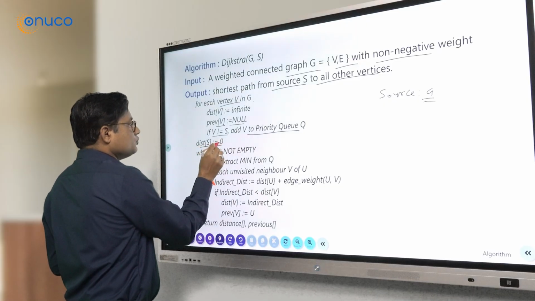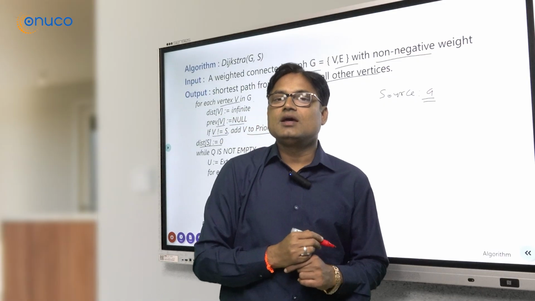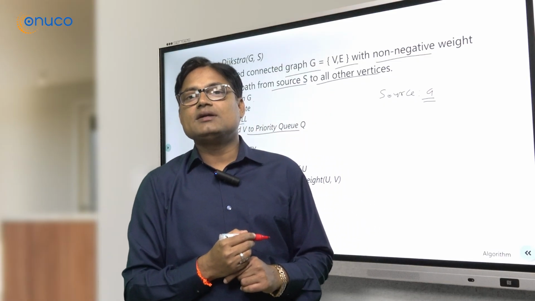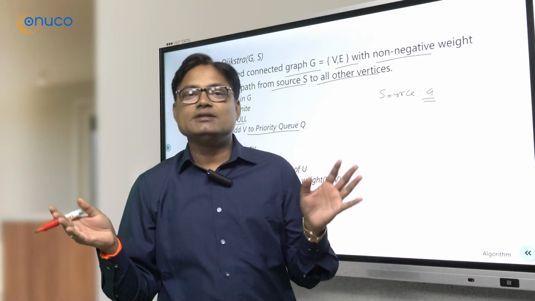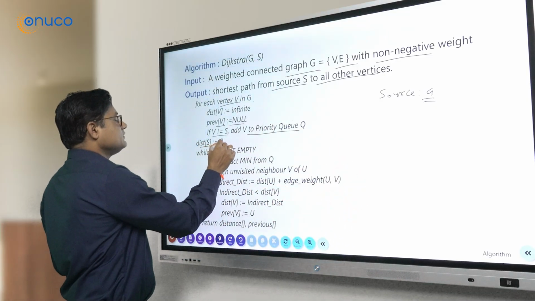Initially, distance of source is equal to 0. It means what? S is your source vertex, and as we are given the example, the distance from your home to home remains 0. So we are just initializing that distance of S is 0.